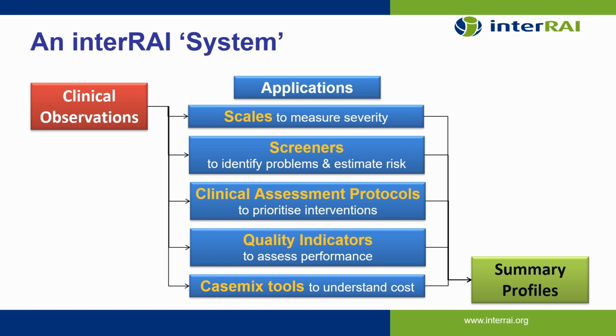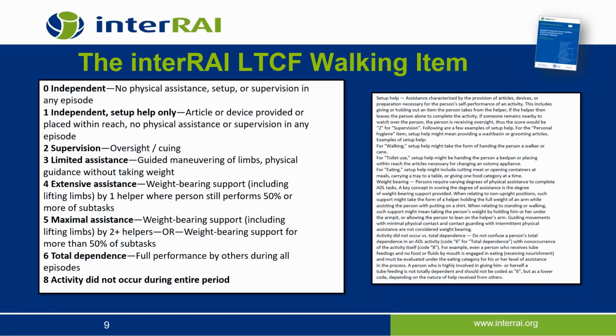Example of an inter-rai observation. It's taken from the long-term care facility assessment system. And as you can see on the left, there's quite a lot of detail in the way in which the amount of help that a person needs to walk is described. And this data is prescribed in this way to make sure that you get reliable observations amongst the various assessors who may be assessing an individual or group of individuals.